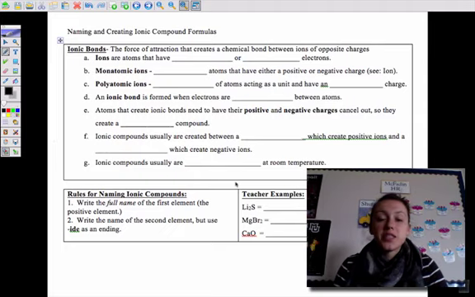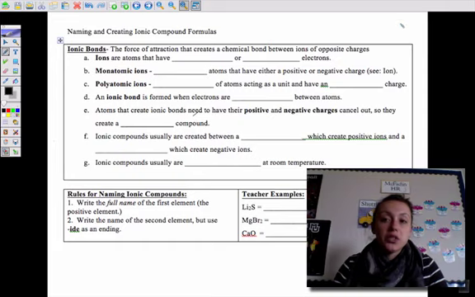Hello again. So at this point in the class period, you should have completed the iron on a bag activity and then checked your answers and corrected them if any of them were incorrect. So what we're going to do now is a note sheet for Learning Target 3.3, which deals with ionic compound formulas.